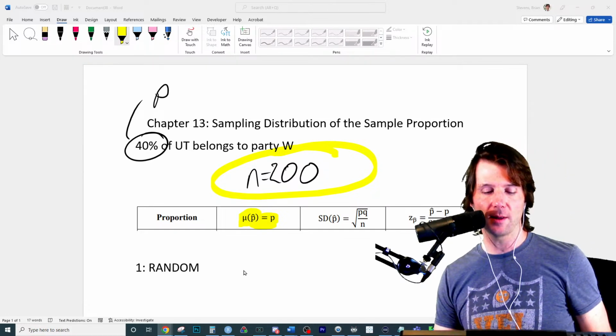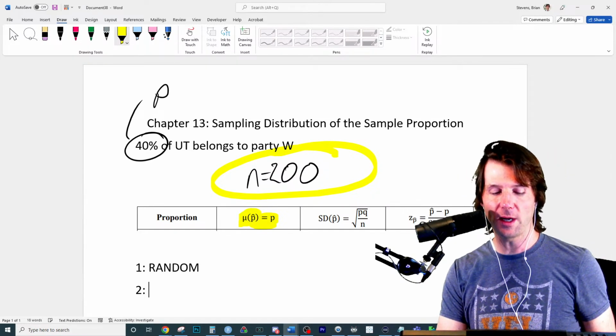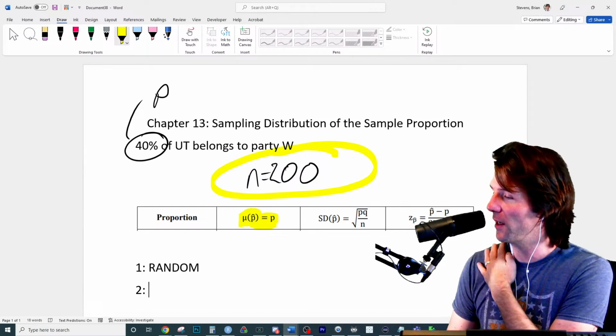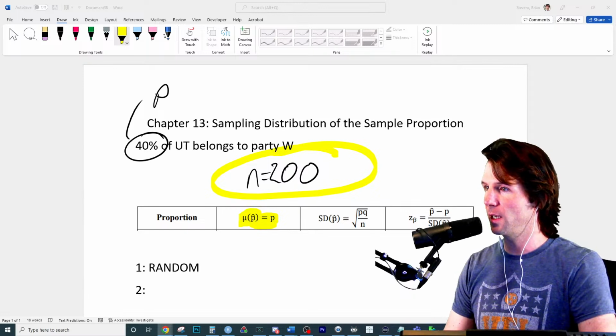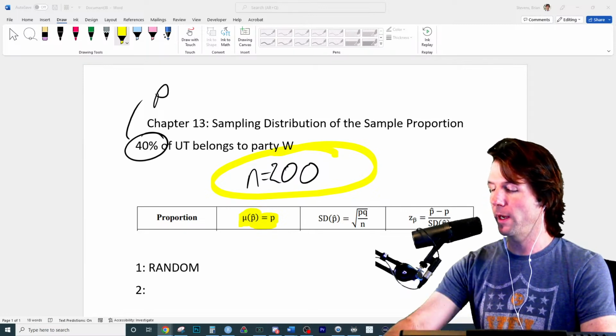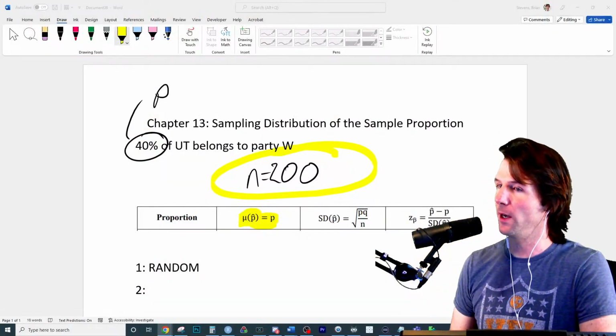So the first condition is random. The next condition is what? What is the next condition? Sunk cost fallacy. Javen, thank you so much. We're making you a mod, Javen. So the next condition is what? Condition 1, random. Condition 2, what?